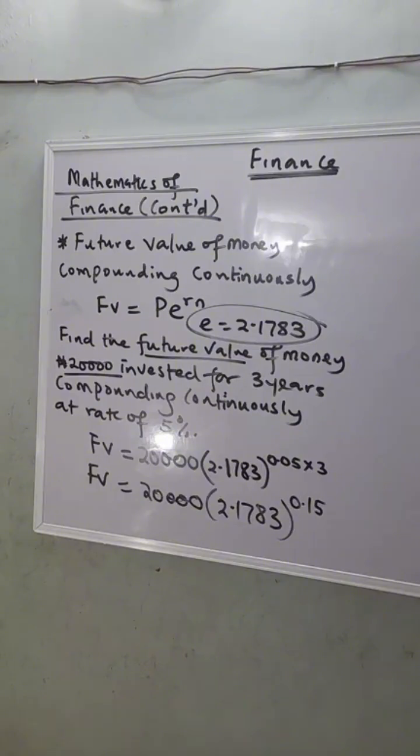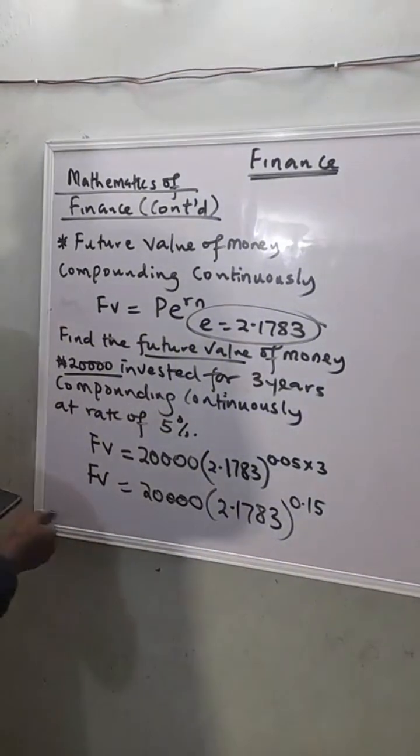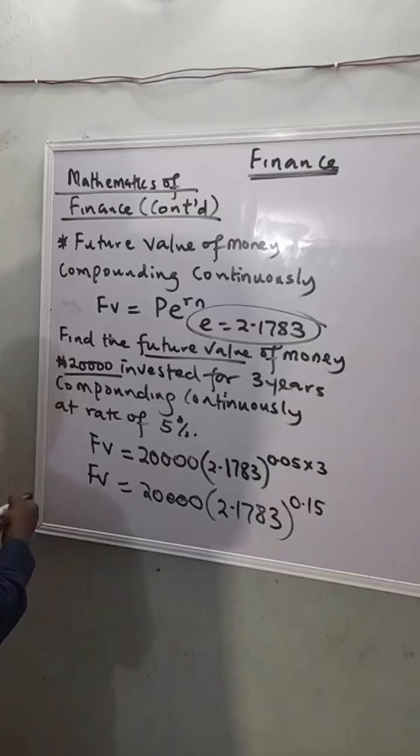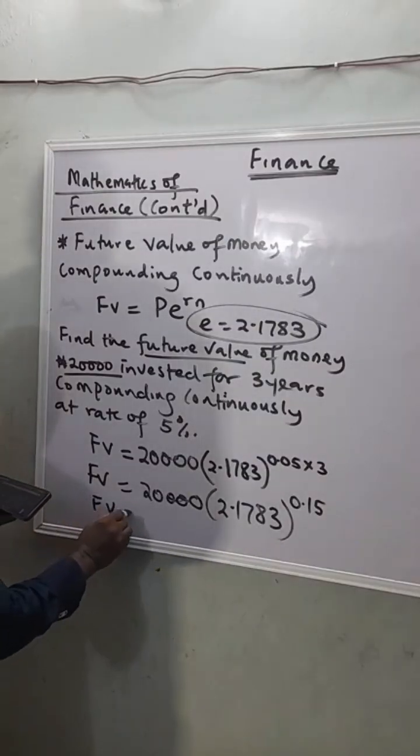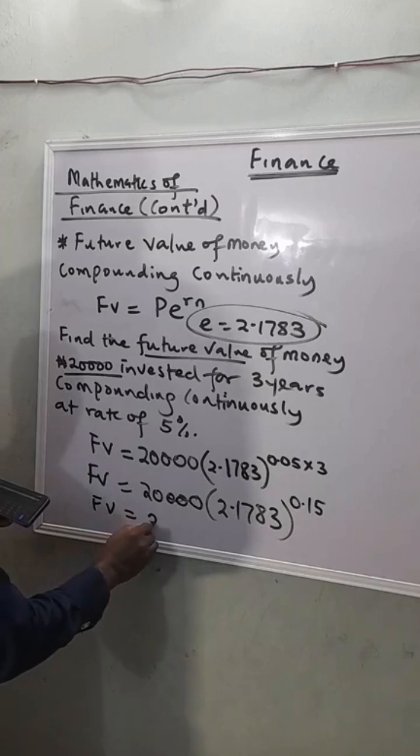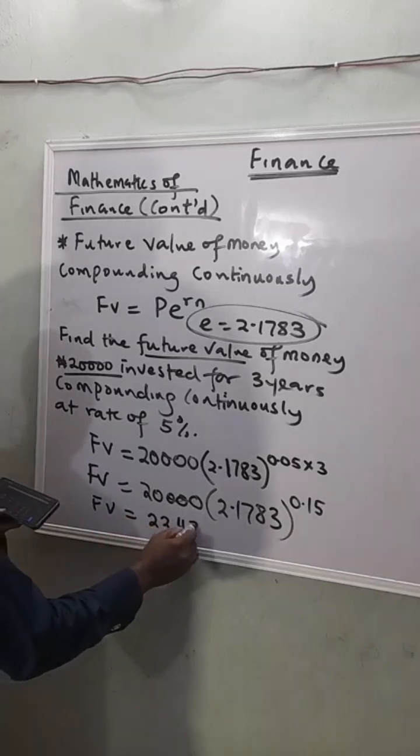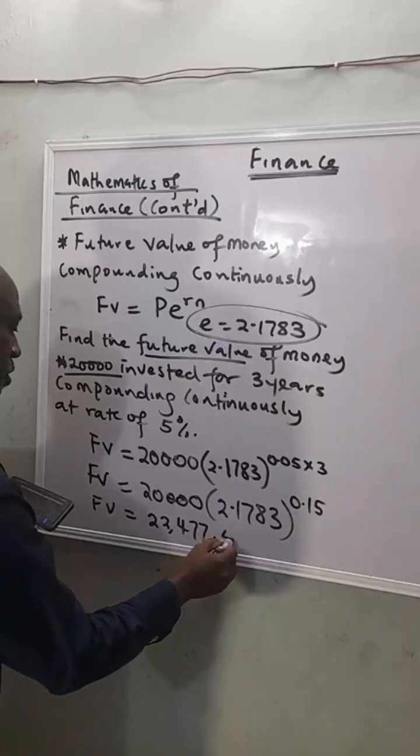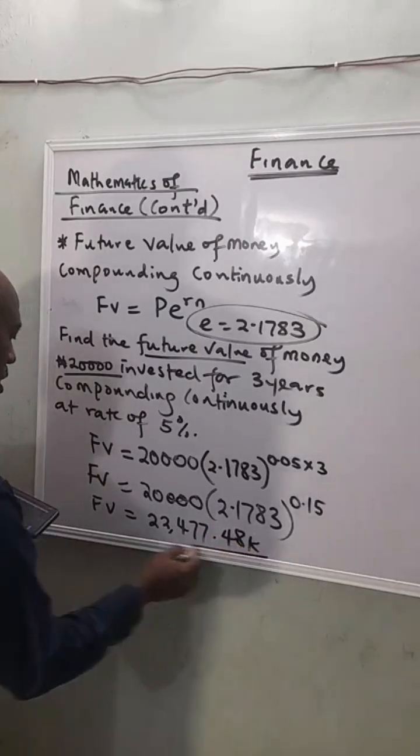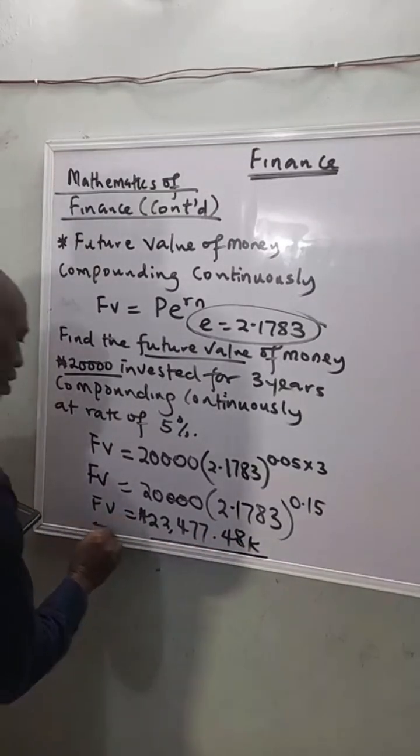Answer. And that will give us the future value. The future value compounding continuously will be 22,477.48 kobo. And that is the answer to this question.